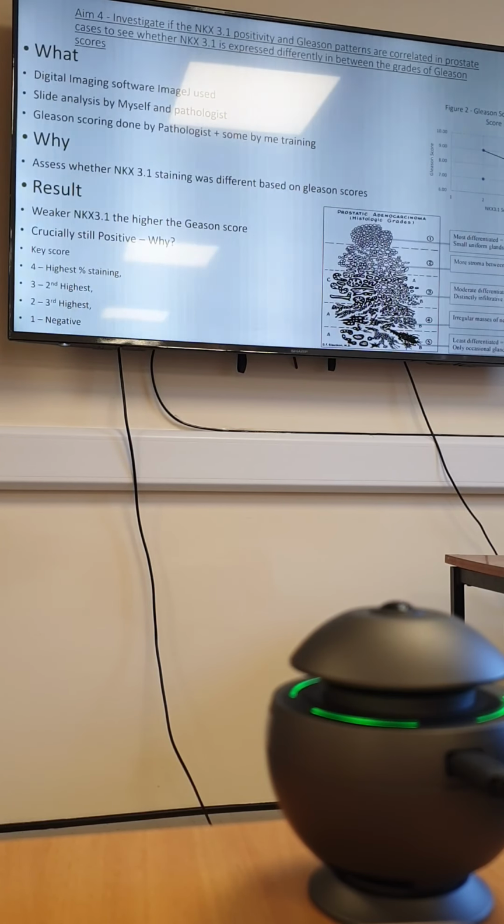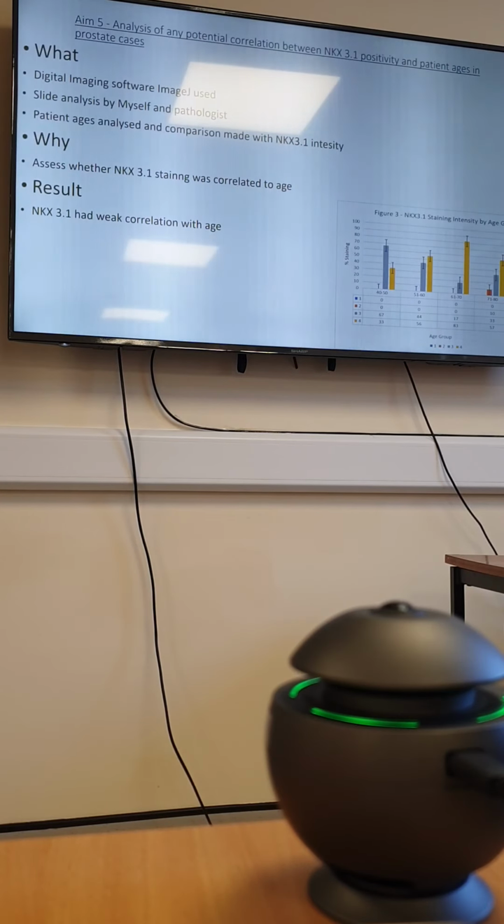Our final aim was analysis of any correlation between NKX 3.1 and the age of the patients. This again involved digital imaging software and slide analysis by myself and the pathologist Roddy Campbell at the same time. The patient ages were analysed and compared with the NKX3 intensity. As you can see from the diagram, this was not a very strong correlation, and we think it's because when the patients were younger there were fewer of them, but the cases were more extreme, so that's potentially why it didn't have great correlation.